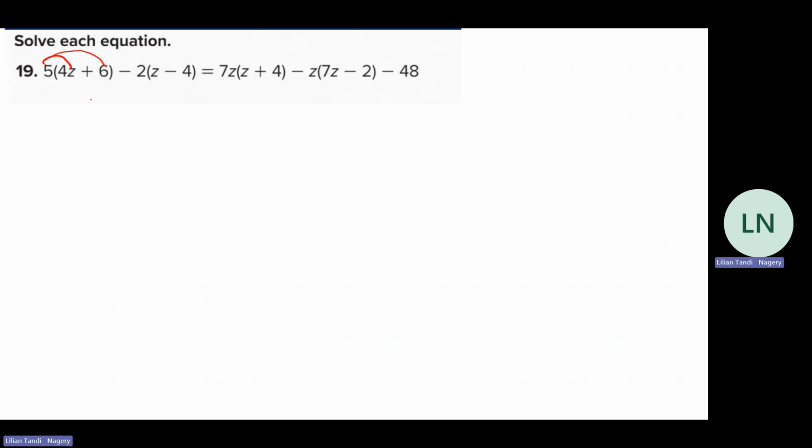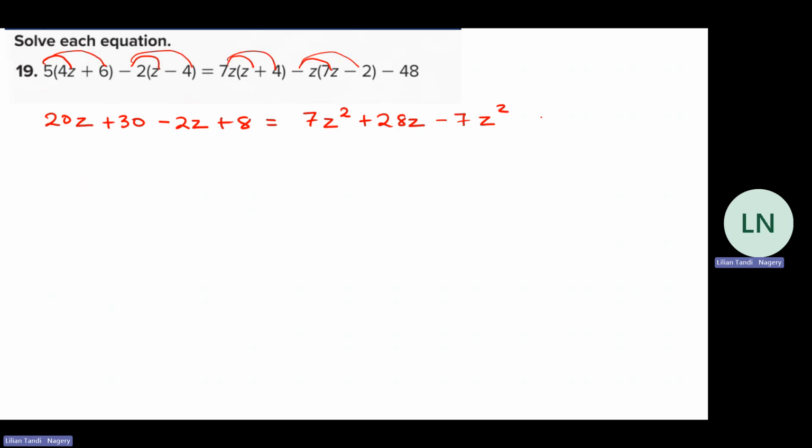Okay. Distribute 5 into the bracket. You get 20z plus 30. Distribute negative 2. You get negative 2z plus 8. Distribute 7z into the bracket. 7z squared plus 28z. Distribute negative z. You will get negative 7z squared plus 2z minus 48.